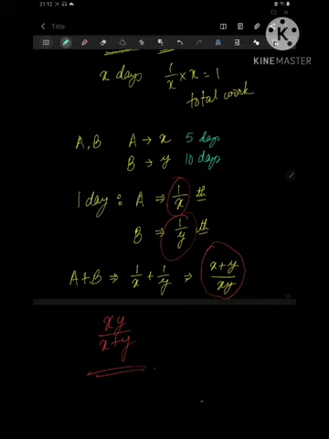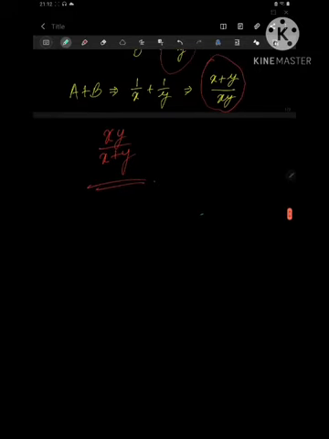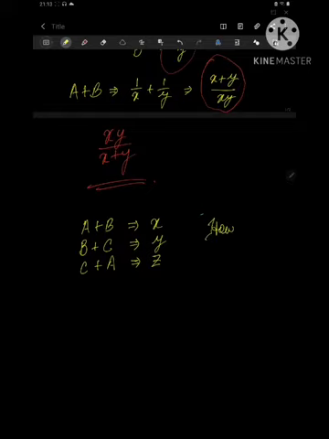Now over here, one more type of numericals comes. Say A plus B completes a work in X days. B plus C complete the same work in Y days, and C plus A complete the same work in Z days. So now how do you proceed in such type of questions? It is very simple.